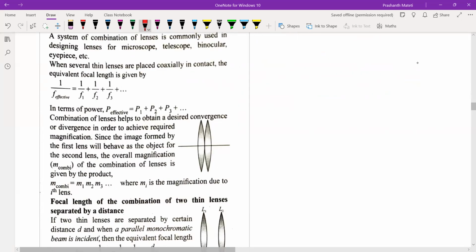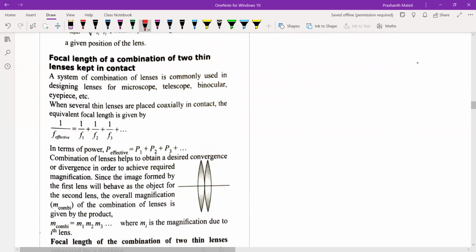But we have seen when the lenses are in contact, what is the effective focal length and how to find the effective power. So when the lenses are in contact, if this power is P1 and this power is P2, then the effective power is equal to P1 plus P2. If there are more lenses, then simply keep on adding.